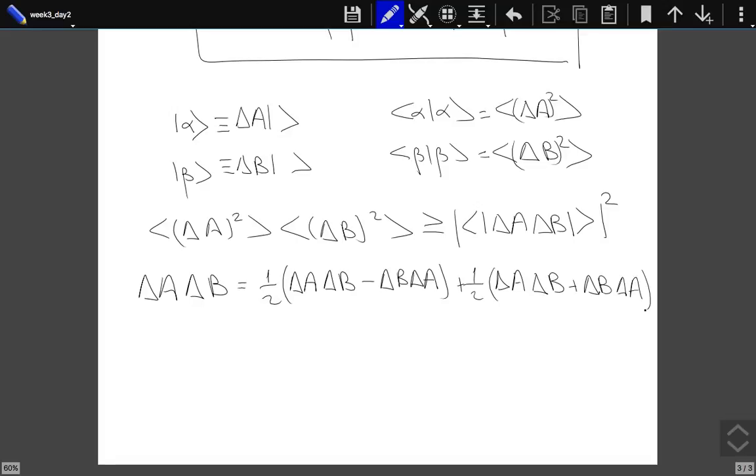Now, this is a common trick that you quite often use. You have the product of two operators. This is the commutator, this is the anti-commutator. So it is 1/2 the commutator of ΔA and ΔB, plus 1/2 the anti-commutator of ΔA and ΔB.